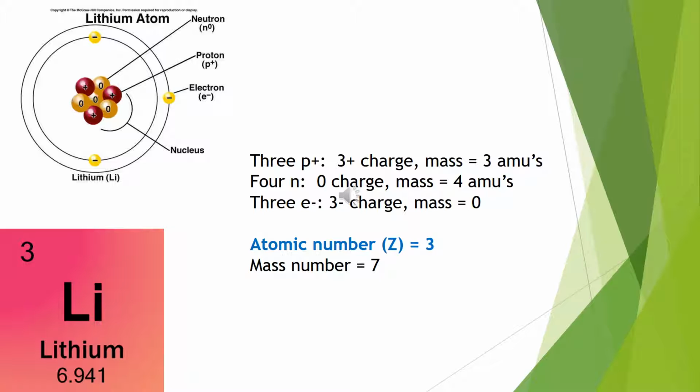Again, we know that electrons do have some mass. We saw that in the summary table, but their mass is so small that we say they're massless.